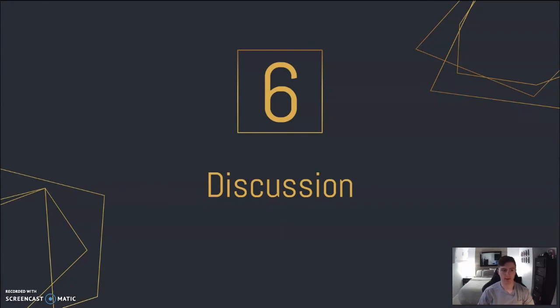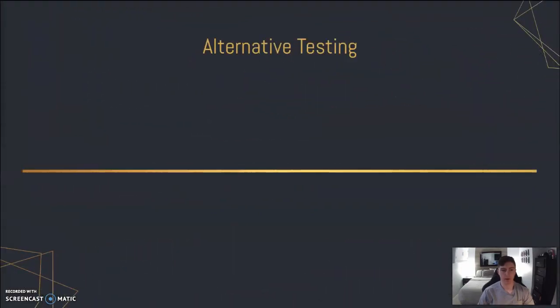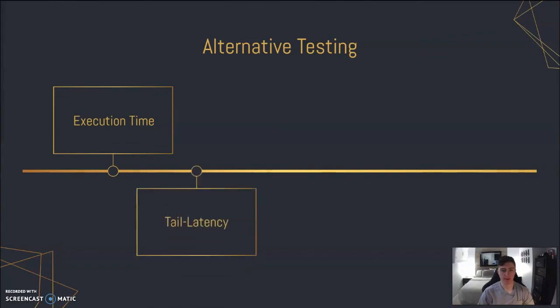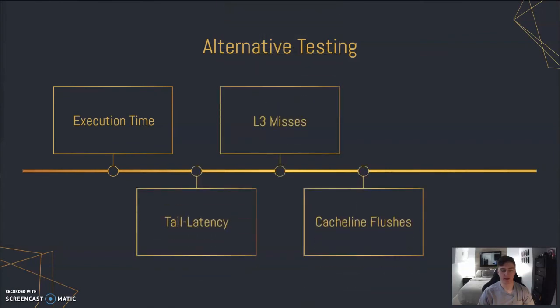Now let's discuss these results. Cross-referencing other research, some of the additional metrics they had analyzed in their reports are execution time, tail latency, last level cache misses, number of cache line flushes, and the recoverability. These additional metrics, while significant, are often used to support the general analysis of throughput, and we wanted to focus our analysis on the performance based on throughput.